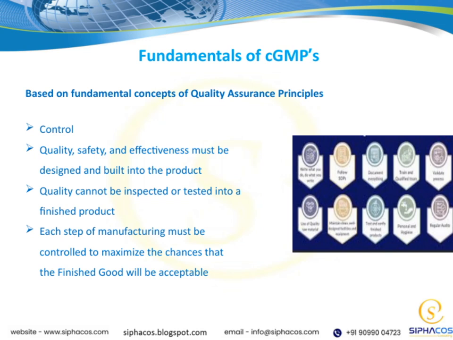Every step of the manufacturing process needs to be carefully controlled. Why? Because controlling each step maximizes the chances that the final product will meet the necessary standards and be acceptable for use. This approach is at the core of cGMPs, or current good manufacturing practices. By following these fundamentals, we're not only maintaining quality, but also ensuring safety and effectiveness throughout the entire process. It's about creating a system where quality is built in, not just checked at the end.